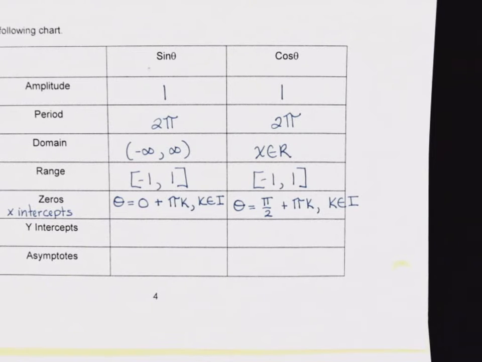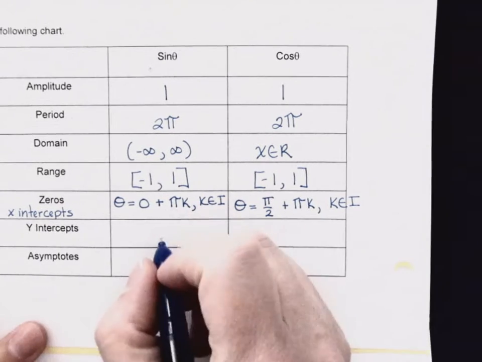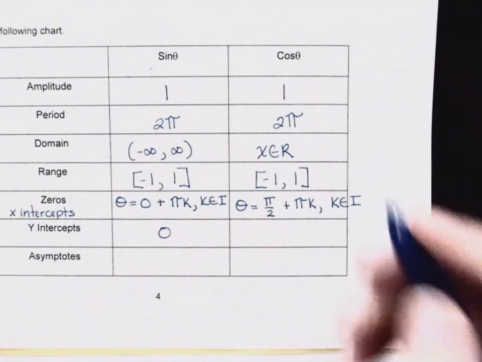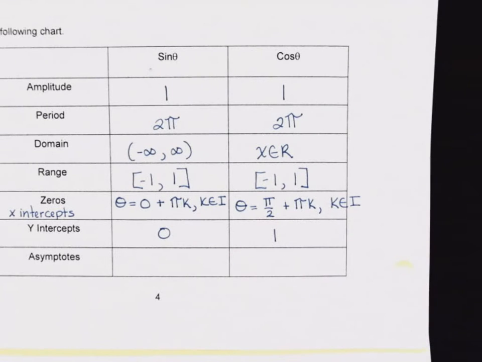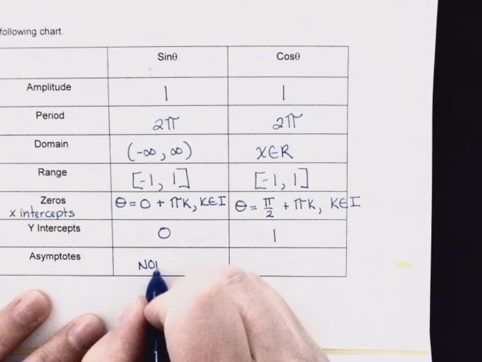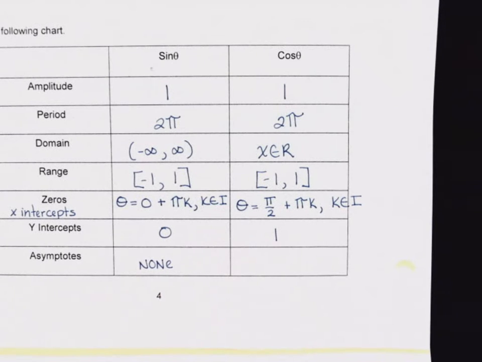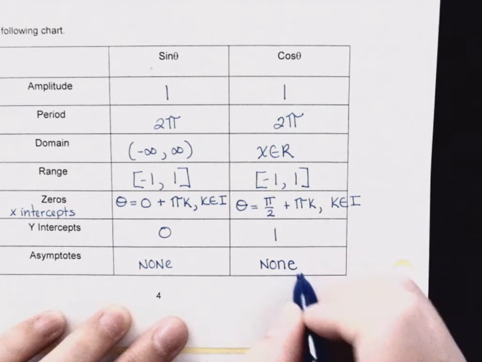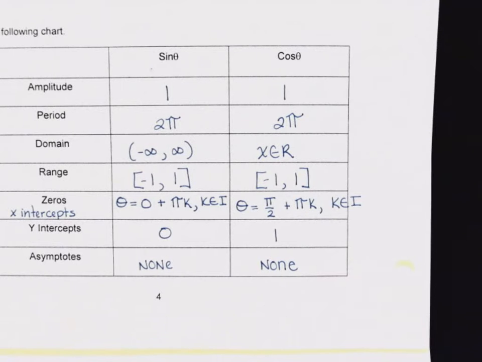Okay, y-intercepts, there's only one. On the sine graph, where is it? 0. On the cosine graph, 1. Any asymptotes on these graphs? No. Those are the invisible lines on the graph, the boundaries that the function approaches but never touches and can never cross. Like non-permissible values. FYI, this is some foreshadowing of things to come.